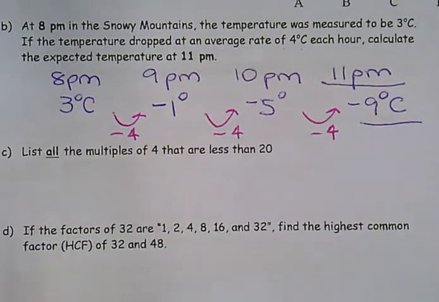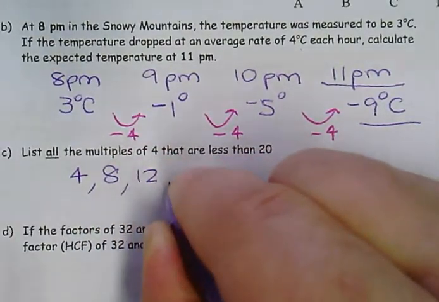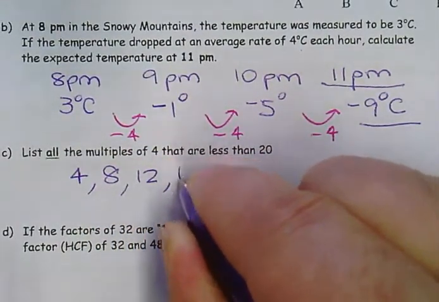Okay, the next question. List all the multiples of 4 that are less than 20. So multiples, it's like your times tables. So 4 times 1 is 4. 4 times 2 is 8. 4 times 3 is 12. 4 times 4 is 16.